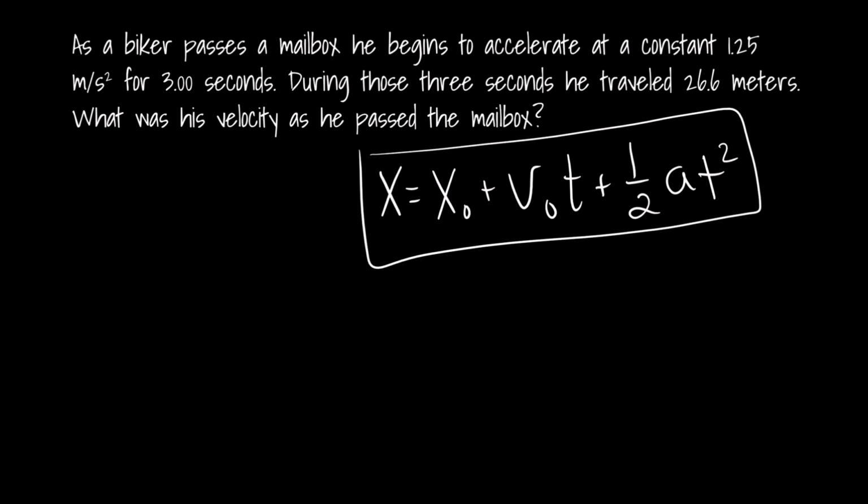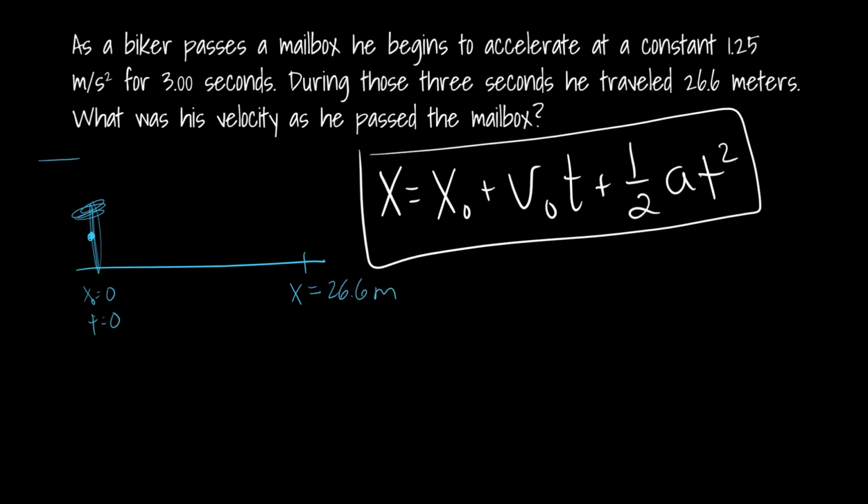We have a situation where a biker passes a mailbox, and then he begins to accelerate at a constant 1.25 meters per second squared for 3 seconds. And during those 3 seconds, we are told that he travels 26.6 meters. So we'll say there's the mailbox that he passes, and we'll call this x equals 0. At some time t equals 3 seconds after this, our x final is going to be 26.6 meters.